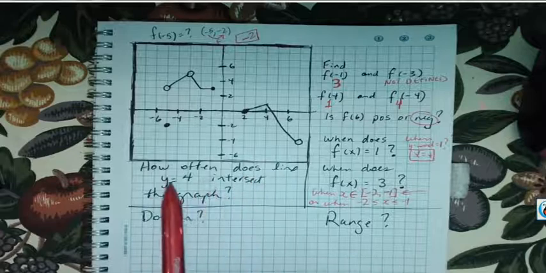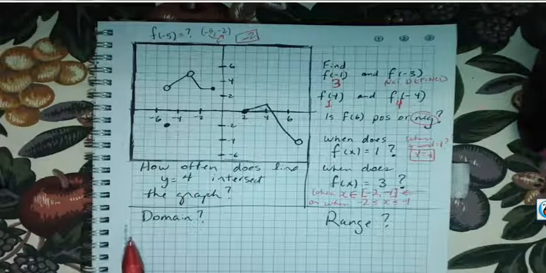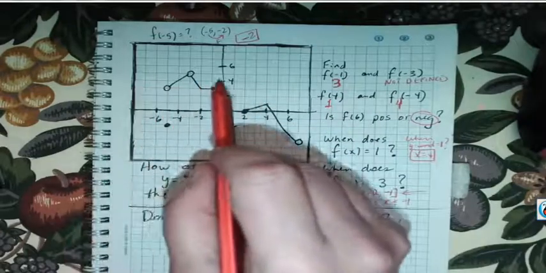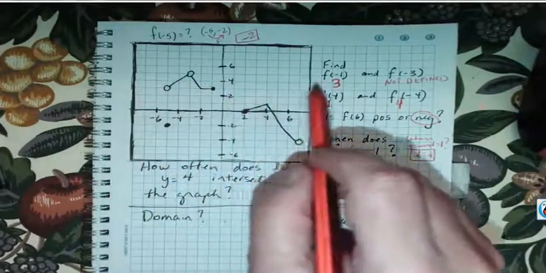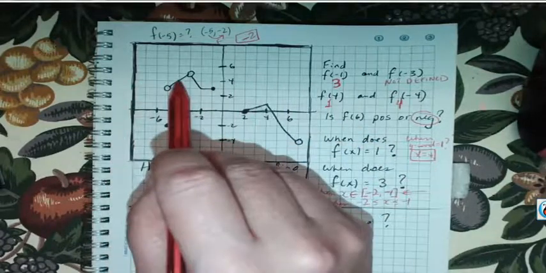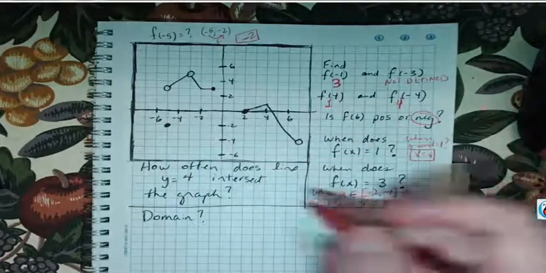How often does the line y equal 4 intersect the graph? What does the line y equal 4 look like? It's the horizontal line that goes through 4 on the y-axis. How many times does that intersect the graph? 1, 2, and no more. 2 times.